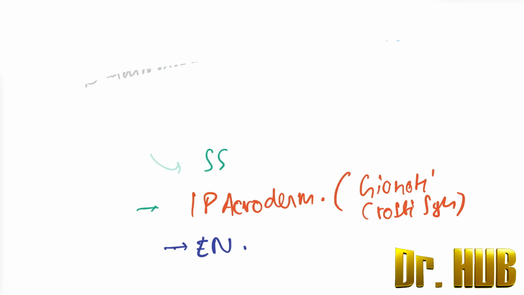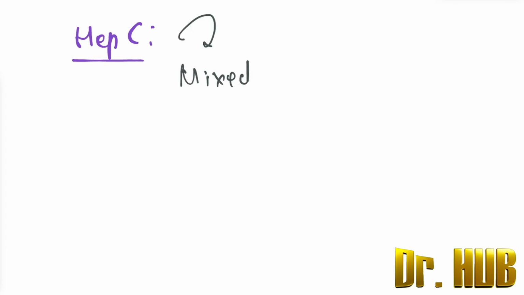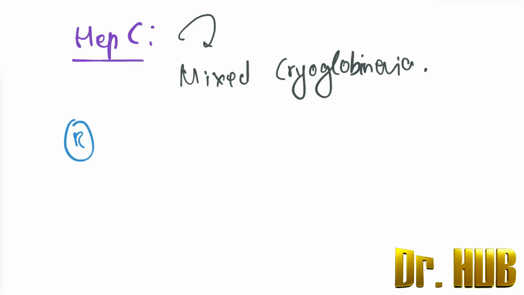Now let's move on to hepatitis C. So here in terms of Hep C, hematological, there is essential mixed cryoglobulinemia. And what about renal? Renal, as we saw, there is membranoproliferative glomerulonephritis as well as membranous glomerulonephritis.